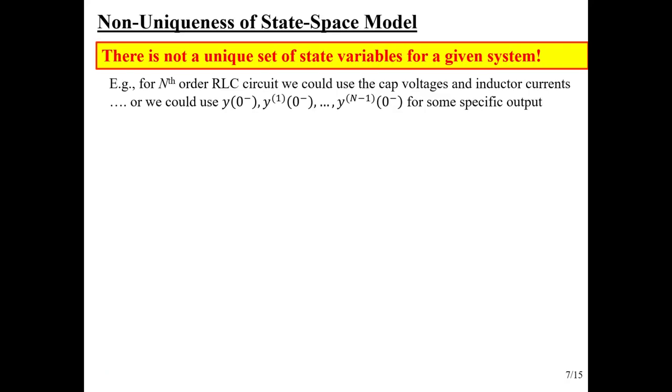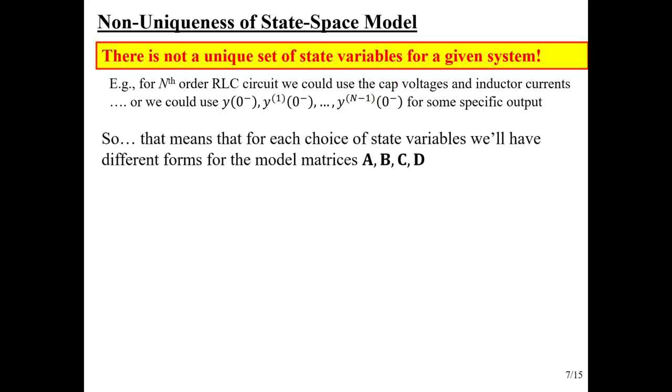Okay. We've already talked about the fact that the state itself is non-unique. So I just want to talk about that a little bit more. We've already said that, for an nth order RLC circuit, we could use the initial capacitor voltages and inductor currents, or we could just use, if we've specified a particular output, its 0 through n-1 derivatives just before the input gets applied. Okay.